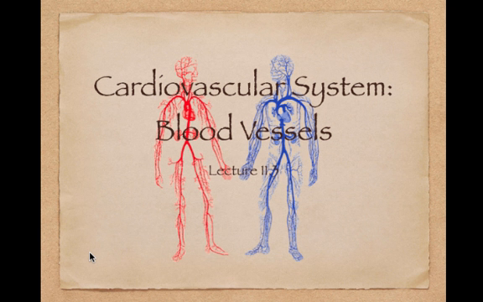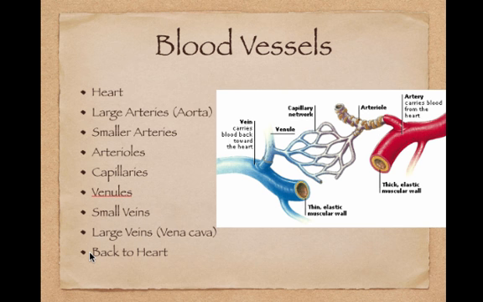Lecture 11.3 is going to talk about the last part of the cardiovascular system chapter. This is going to be the blood vessels: arteries, veins, capillaries. The entire time that your blood circulates through your body, it's contained within a blood vessel. Blood vessels are any structure that transports blood around our body, and that's going to include arteries, veins, capillaries, and a couple of other structures.